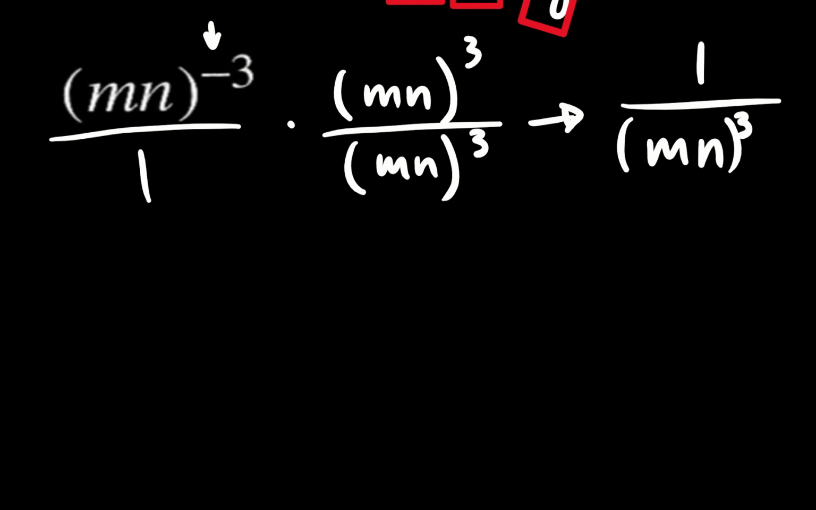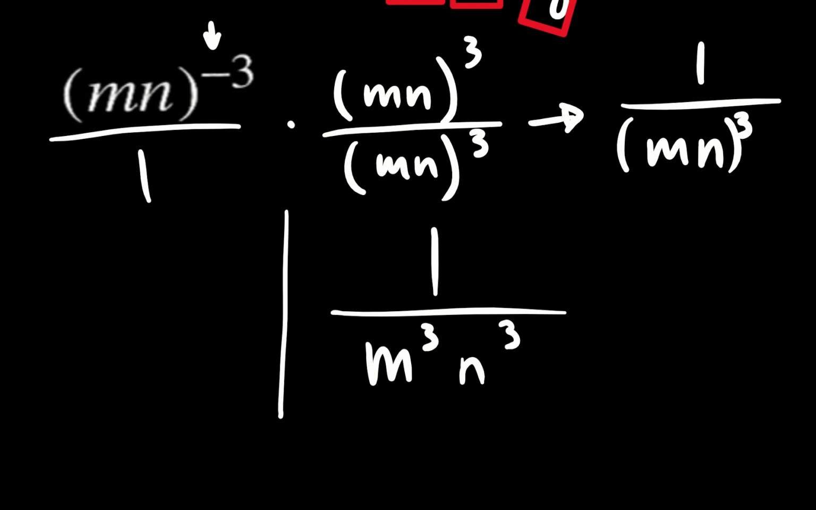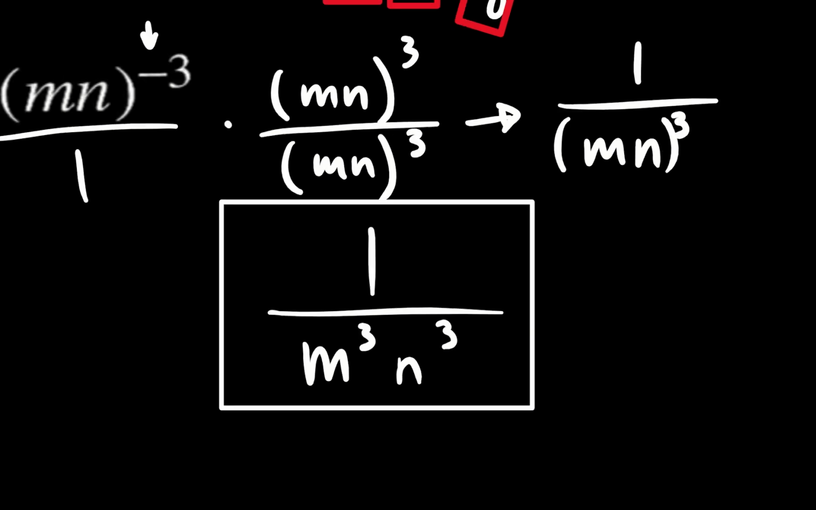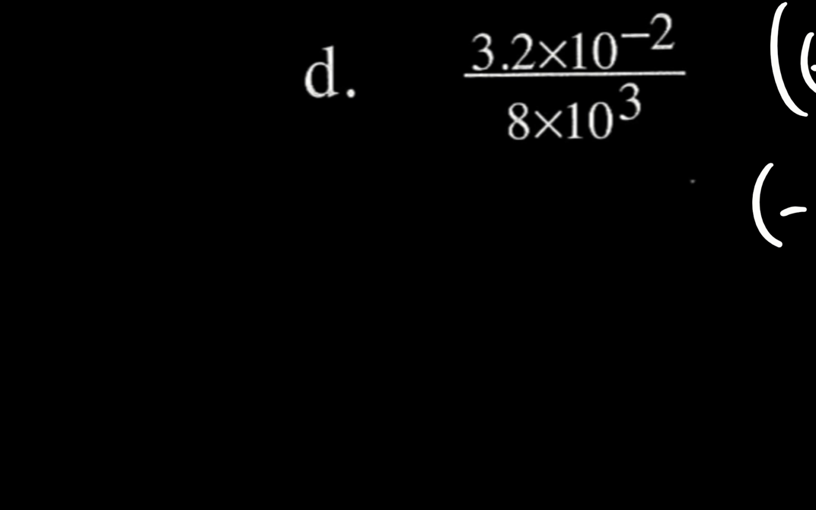Don't forget those. There are still parentheses in my answer, so I could expand this and look at it. It's mn, mn, and mn, right? Which is what? It's 1 over m to the third n to the third. So this is my answer for part C. And then finally we've got part D. Part D looked like it was a division problem with scientific notation.